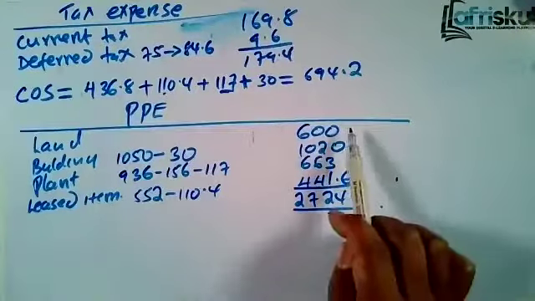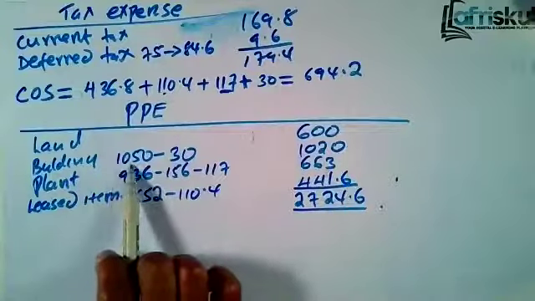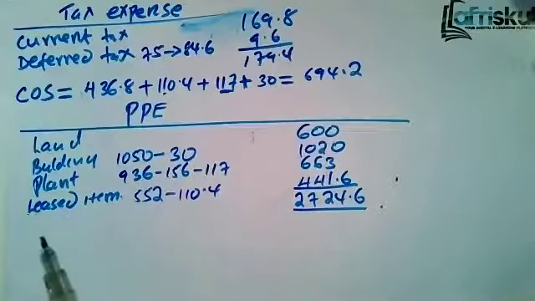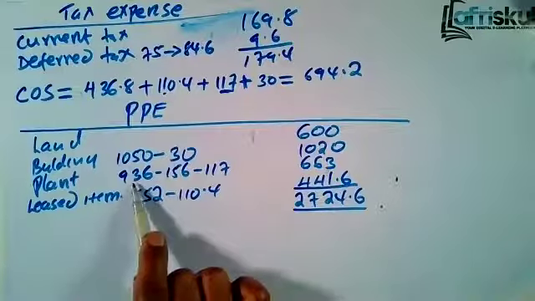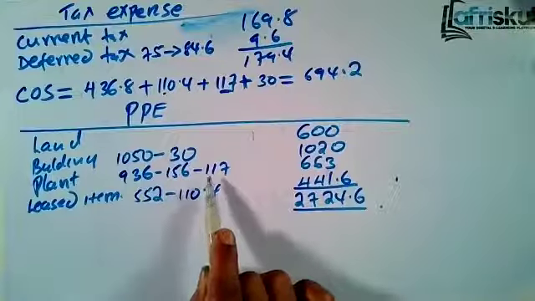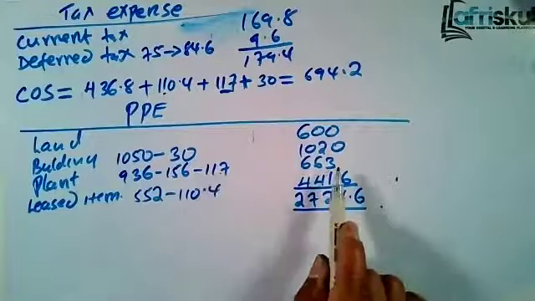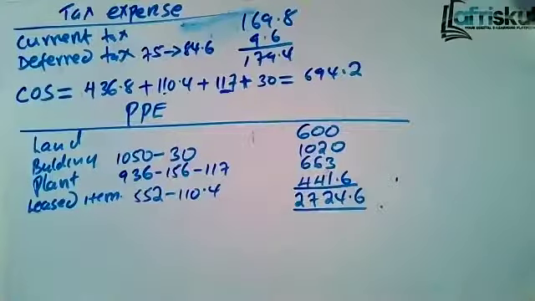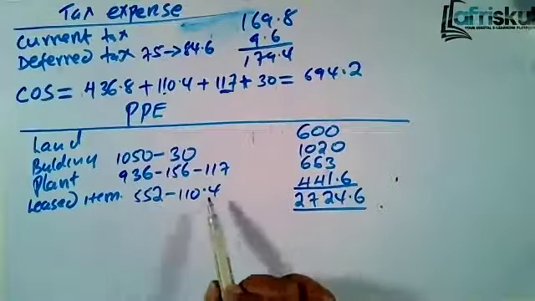Land, you take the revalued amount. Building, revalued amount, but you raise the depreciation of 30. Then for the plant, it was 396. It already had accumulated depreciation from the trial balance of 156. You raise 170. This is the depreciation for the year. You get that. Lease item, you capitalize it, it's a finance lease because it's long term. You take 552, you raise depreciation, you get that.